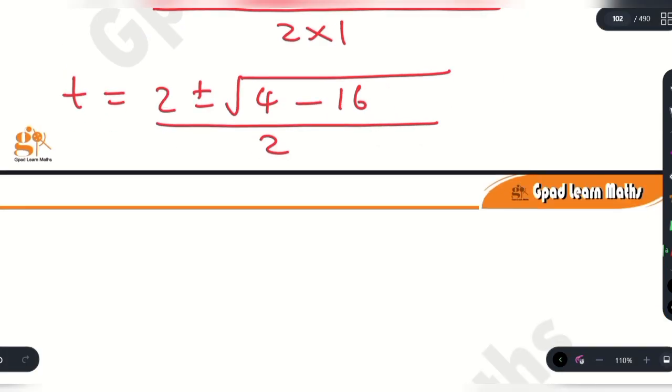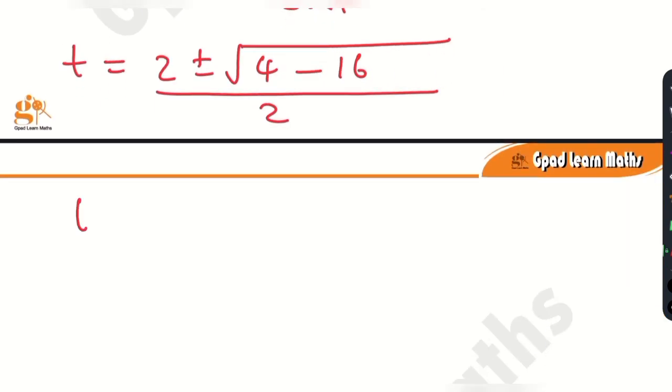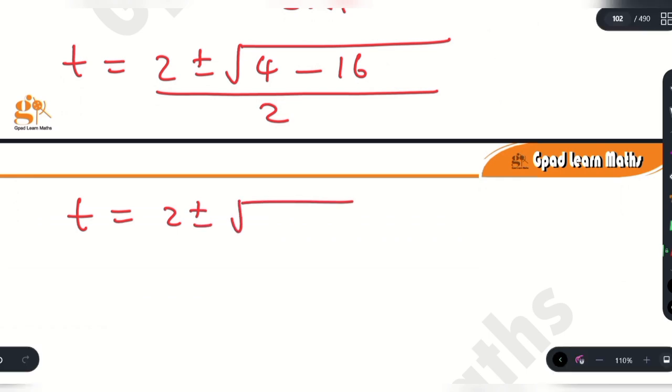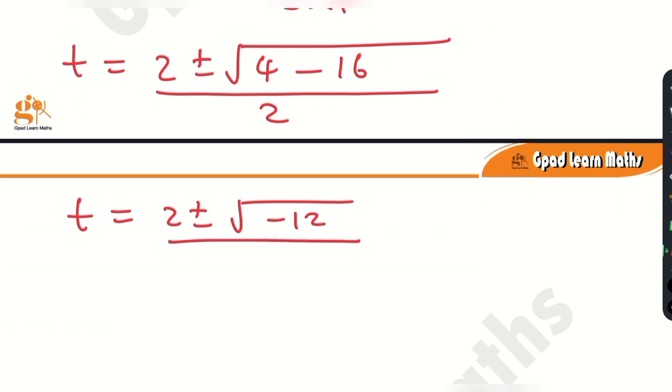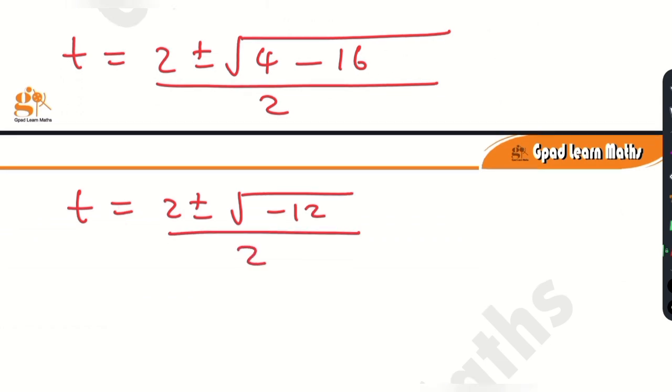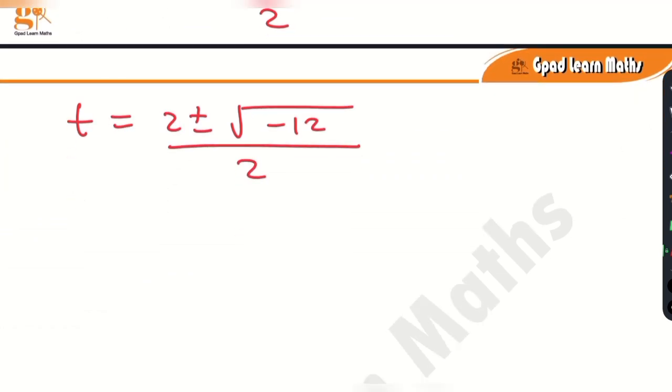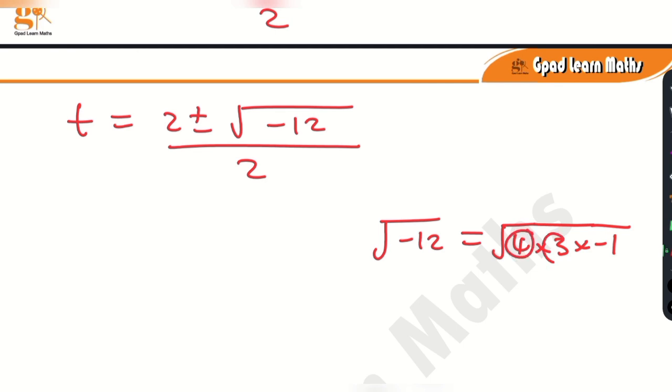Okay. Moving on, I'm going to have that t is equal to 2 plus or minus the square root of 4 minus 16, that's negative 12, all divided by 2. Okay. So let me quickly show you something we can do with the square root of negative 12. I can rewrite this as the square root of 4 times 3 times negative 1. Now I've chosen to use 4 times 3 because 4 is a perfect square.